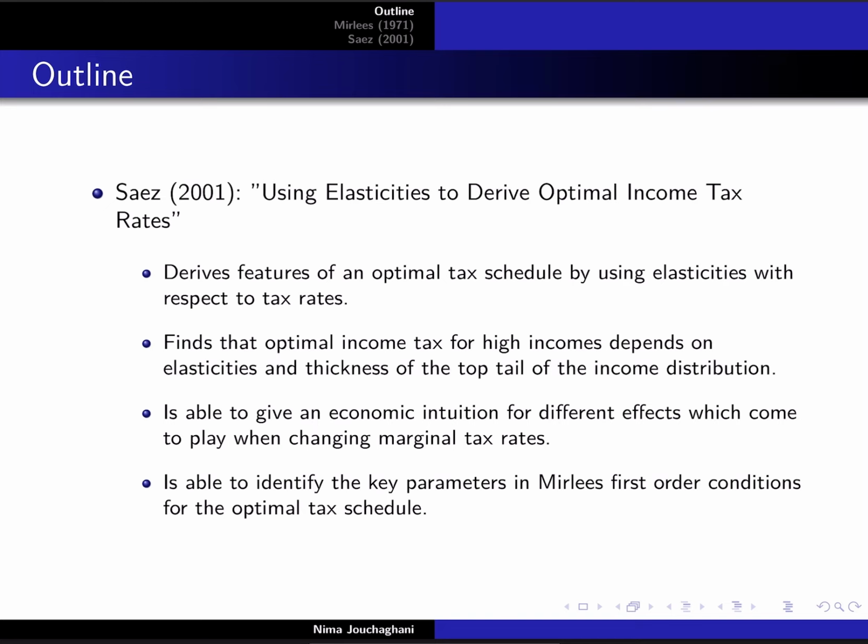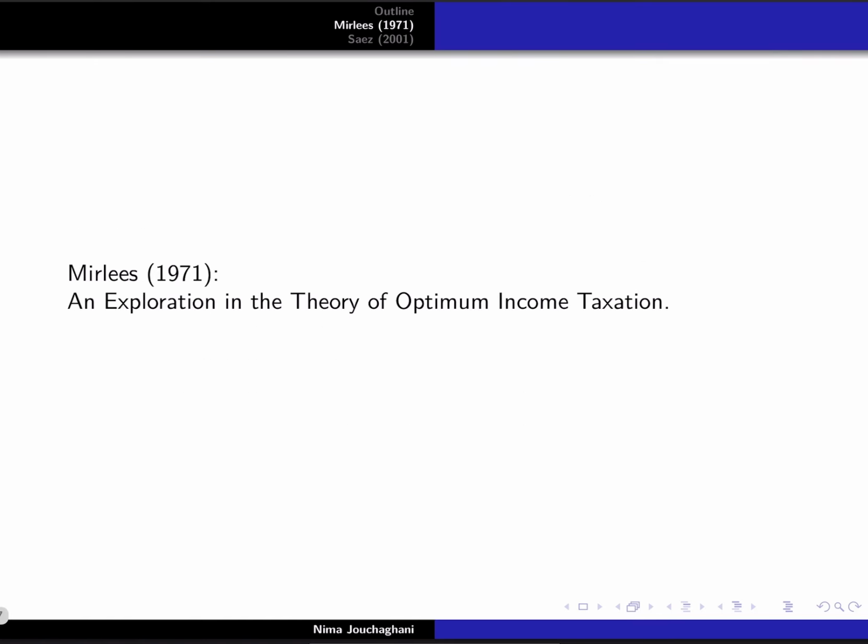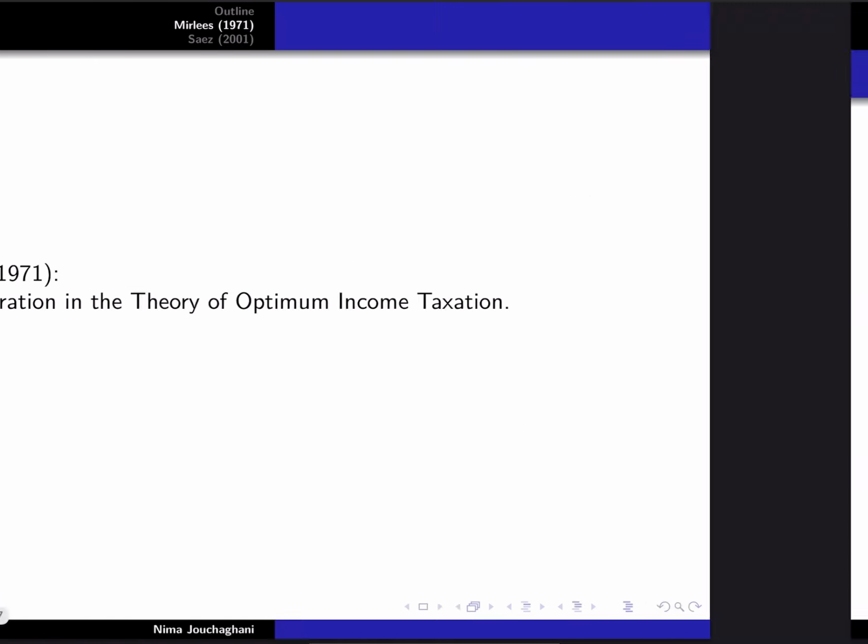And what he basically does is that he takes the first order conditions in Mirlees that you can see in the paper, and he identifies the key parameters in those first order conditions which determine the optimal tax schedule. So this is why I called him the surgeon before in the beginning, because he's pinning down what actually matters and is able to identify this. But as I said, we will start with Mirlees. So, let us come to the Mirlees paper.